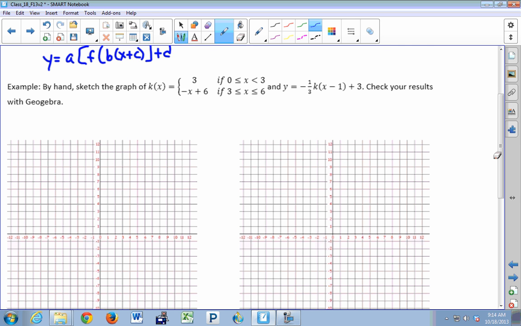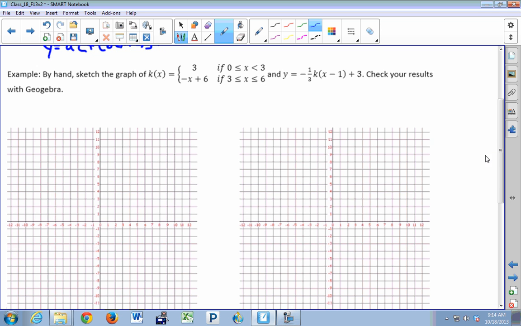which we worked with the other day. And so let's graph the original function k first. Okay, so on the domain 0 to 3, we're going to be a horizontal constant function at 3. So there I am. Here's my first piece. From 0 to 3, y is 3. And then I'm a straight line with a -1 slope down to 6. I'm going to end at 6. So if I put a 6 in here for x, -6 plus 6 is 0. So I can mark that point and then just draw a straight line right down through.